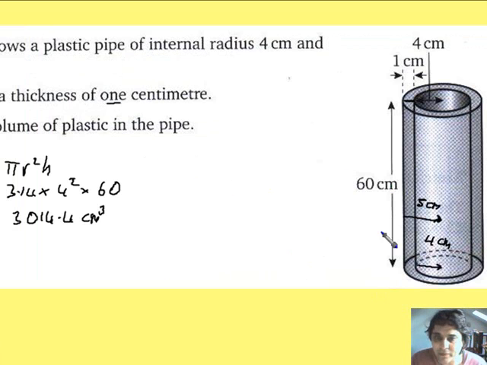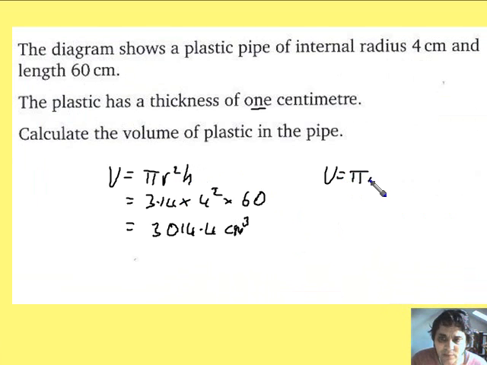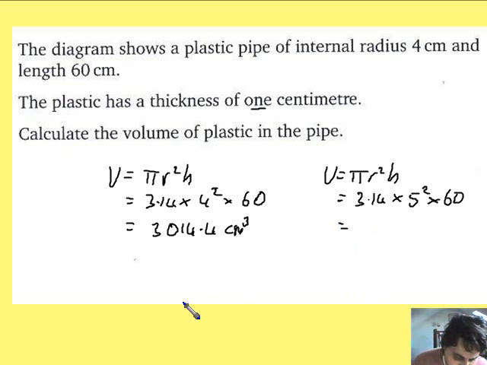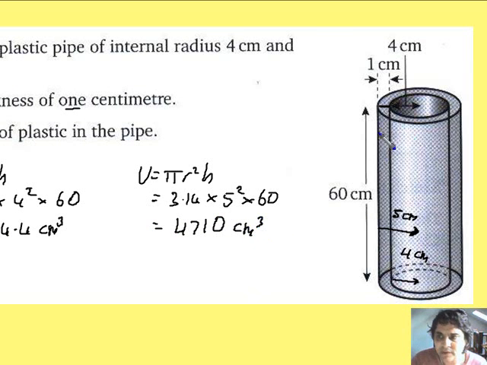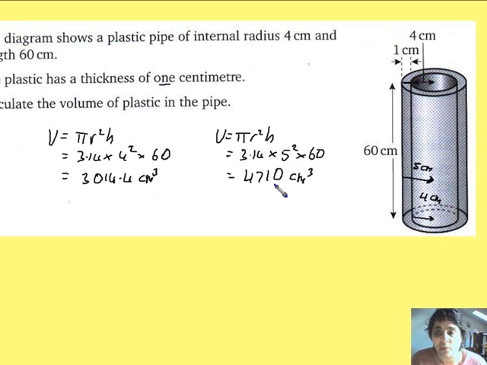Now let's work out the volume of the whole thing with a radius of 5. So, V equals pi r squared h again. It's a different radius this time. 3.14 times 5 squared times the height of 60. 3.14 times 5 times 5. Oops, error. 3.14 times 5 times 5. I could have just called it 25, couldn't I? Times 60. And that gives us 4,710 centimeters cubed of solid plastic through and through, if it was, but it's not.